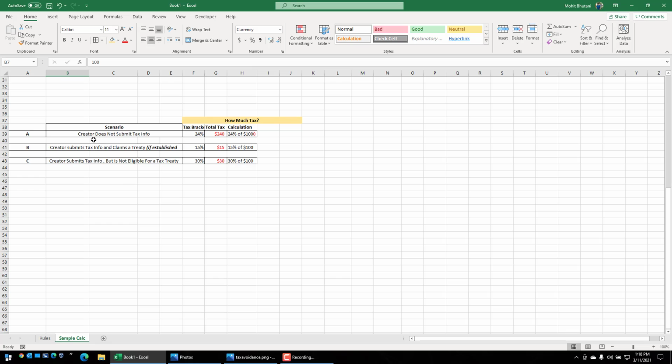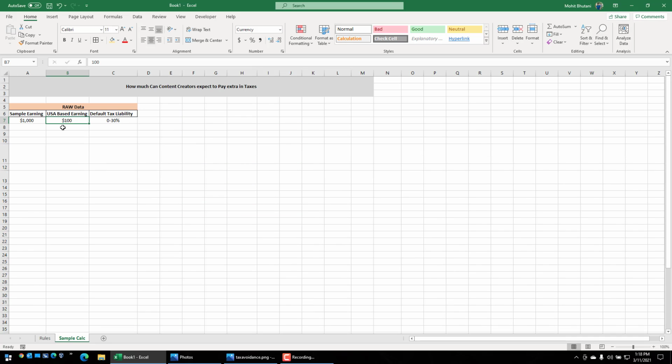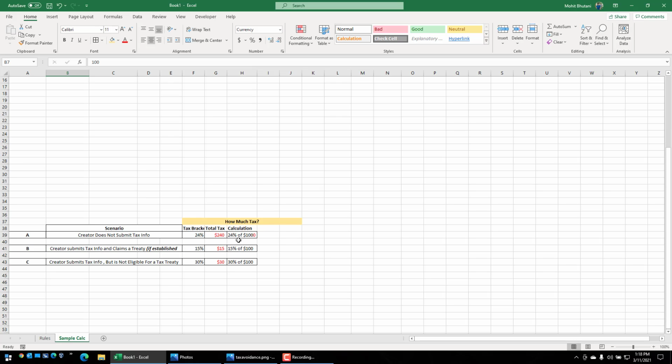So scenario number one, as I showed in the previous slide, the creator does not submit any tax info. So 24% tax, so that is $240. I've actually highlighted the extra zero out here, just to make it stand out. As you can see, total income was $1,000, and we have 24% of $1,000, which makes $240. That's the total tax that you have to pay if you do not submit any tax information.